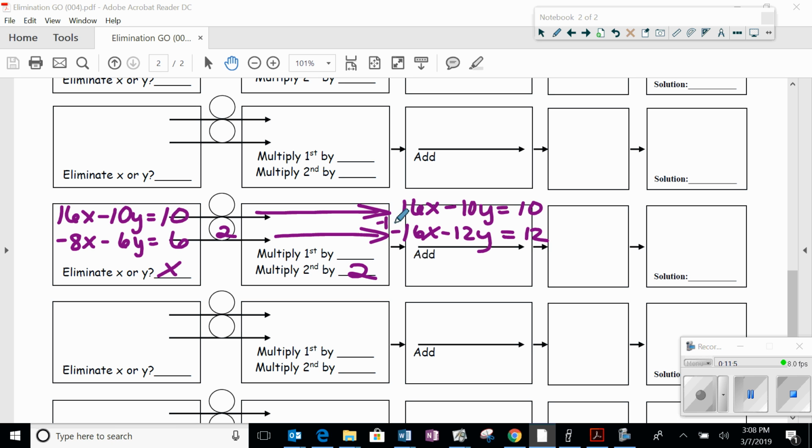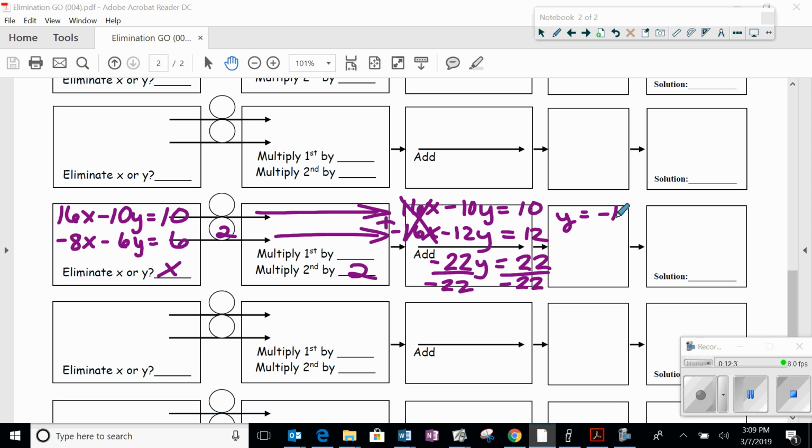Now we're going to add the two equations together. So we get 16x plus negative 16x eliminates the x values. Negative 10 plus negative 12 is a negative 22y. 10 plus 12 equals 22. And we have one last step to solve for y. We're going to divide by negative 22. And so I get y equals negative 1.